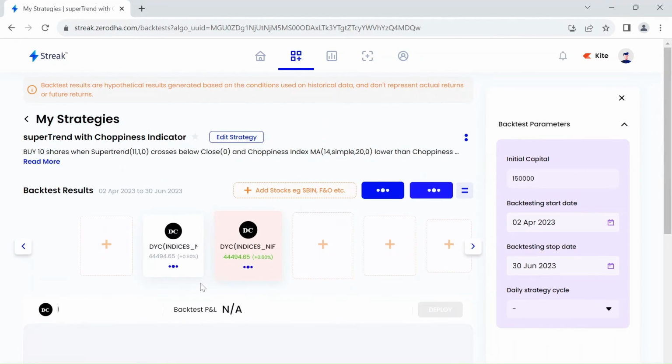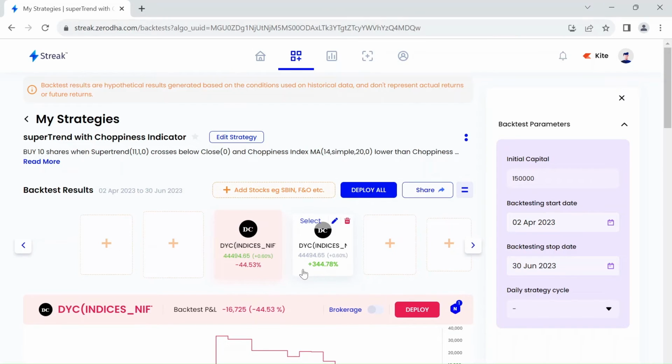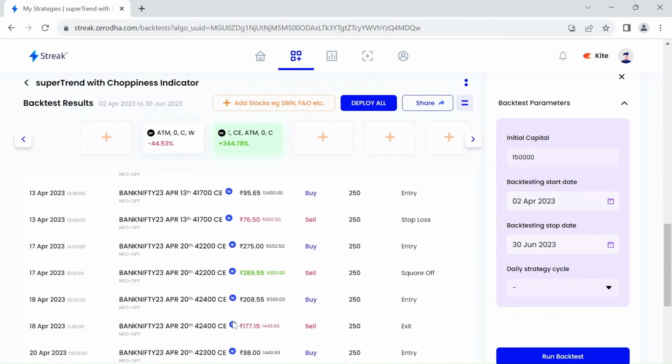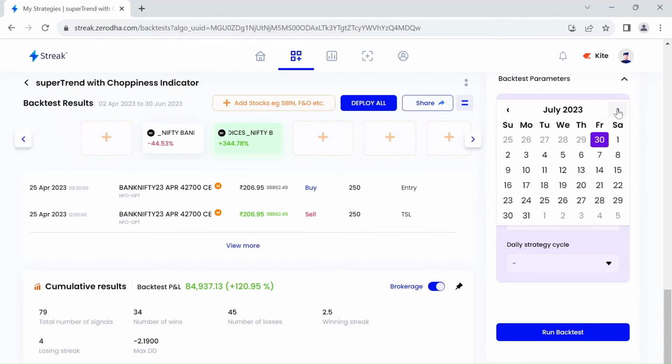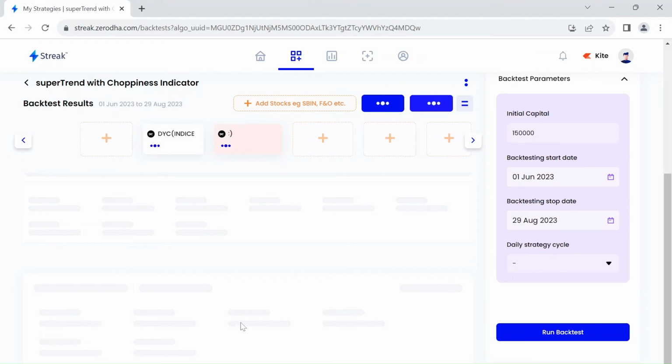Okay, this time in PE, we got around 44% loss, that is around 16,000. Let's see. Well, in CE, we got around 344% profits, that is around 1 lakh 12,000 overall. We got 95,000 profit, and after brokerage, we got around 84,000. So let's test for another 3 months and let's see.